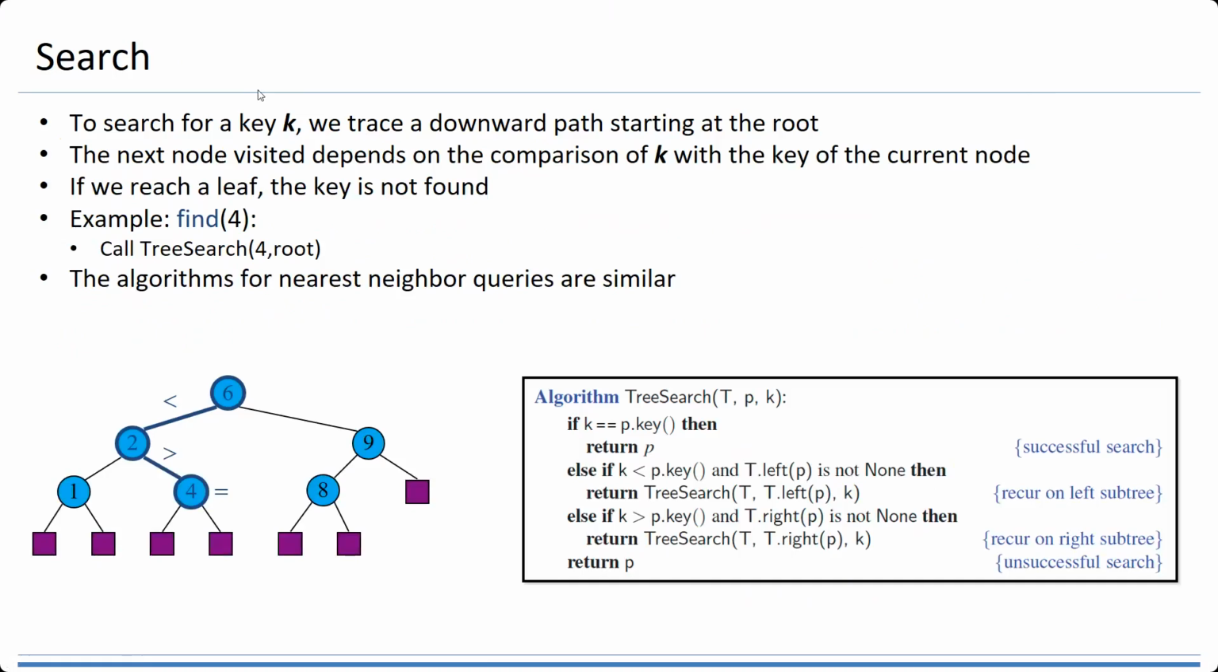When we deal with the binary search tree, the main function is search. It means we are going to search for a key, and we need to find how to search for the key in the correct way. So to search for a key K, we trace a downward path starting at the root.